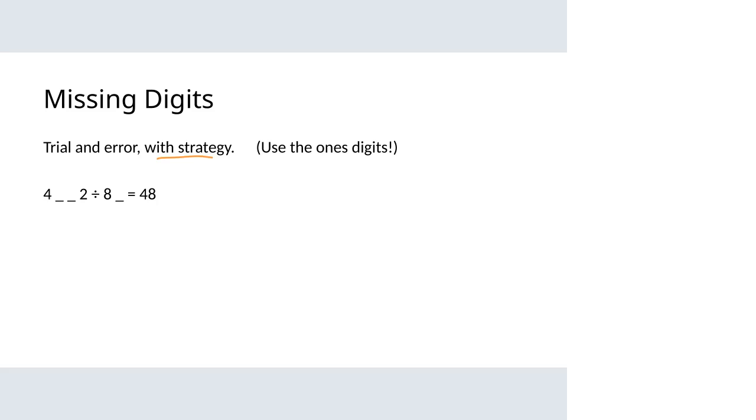And I'm going to ask you about that strategy. I'll give you the hint. We want to look at the ones digits. So as I look at this and I'm dividing, there's another way I could write this problem so that it was multiplication. Instead of 4 blank blank 2 divided by 80 blank, if I multiply both sides by 80 blank, those will cancel, and now I have 4 blank blank 2 is equal to 48 times 80 blank.